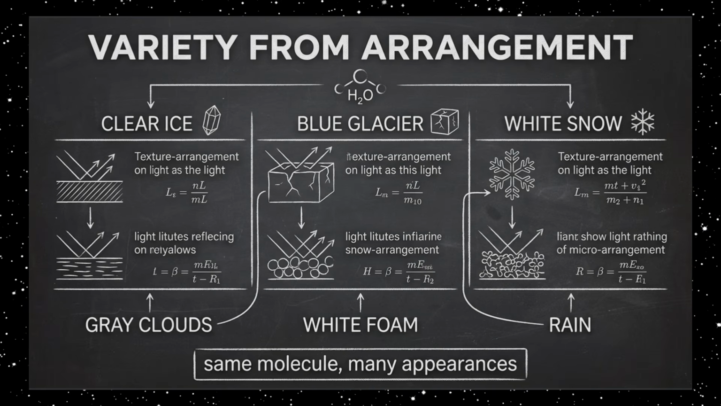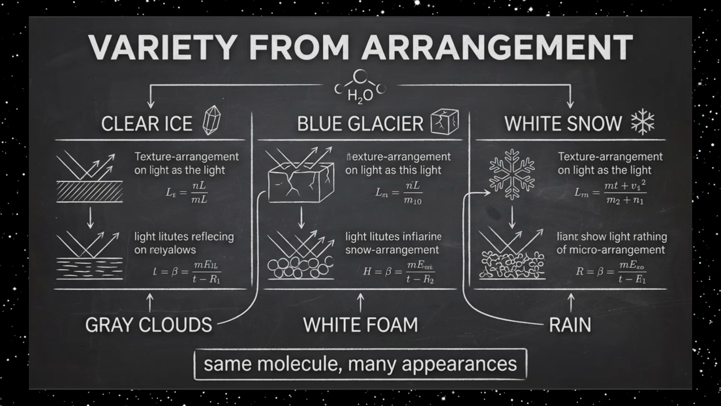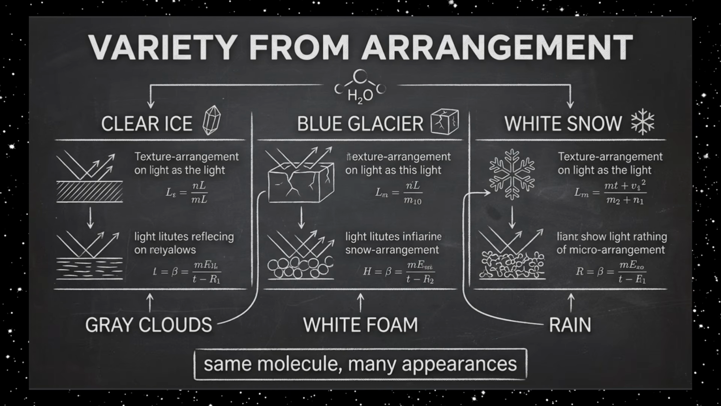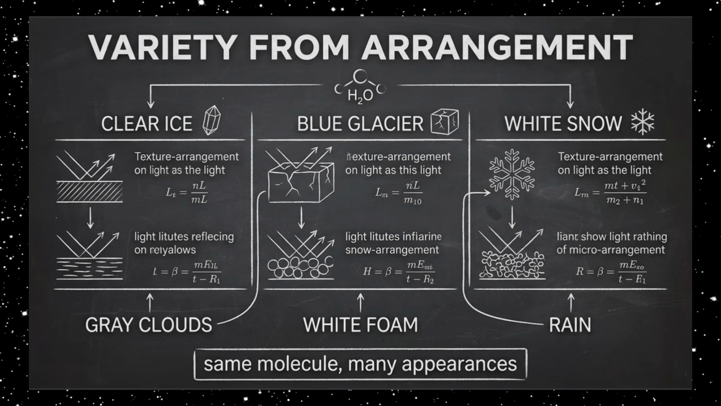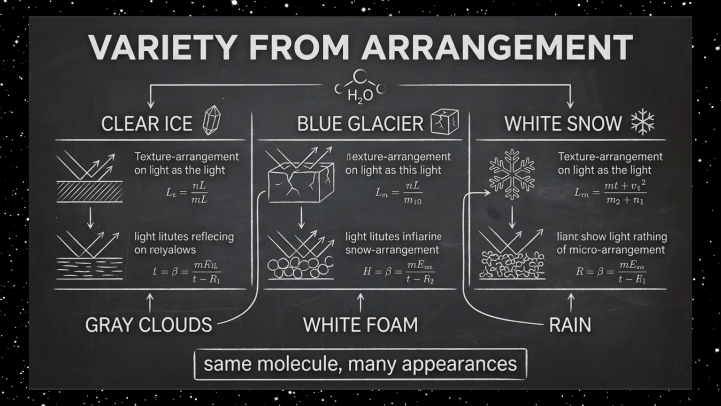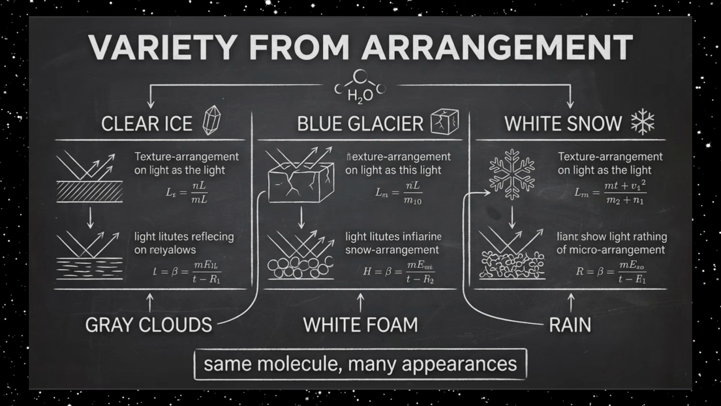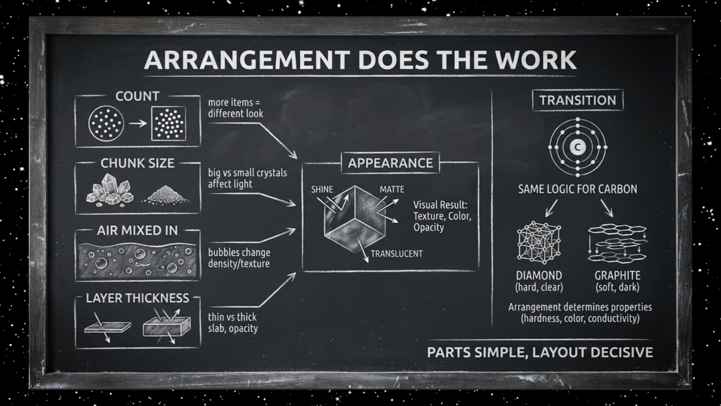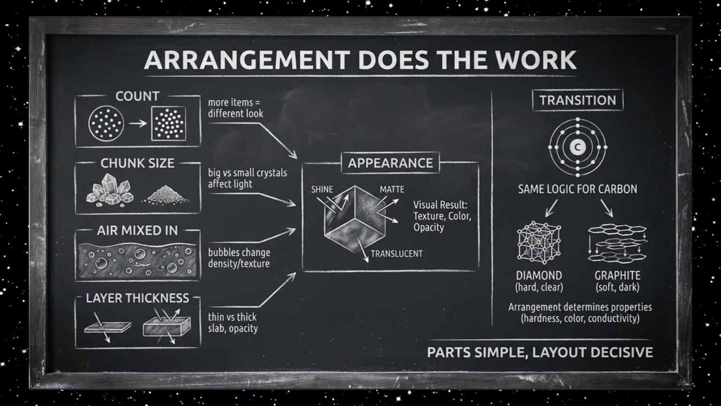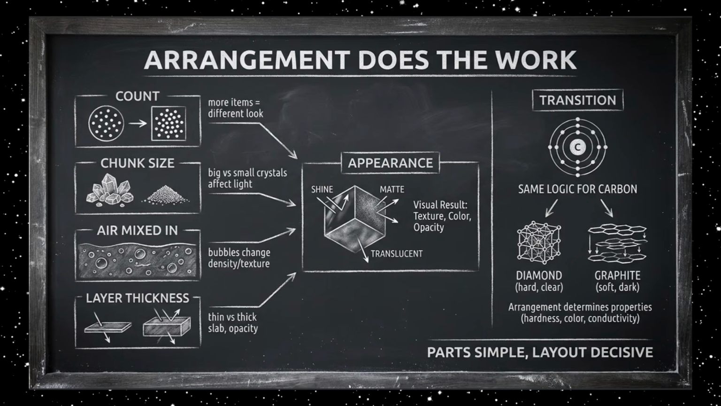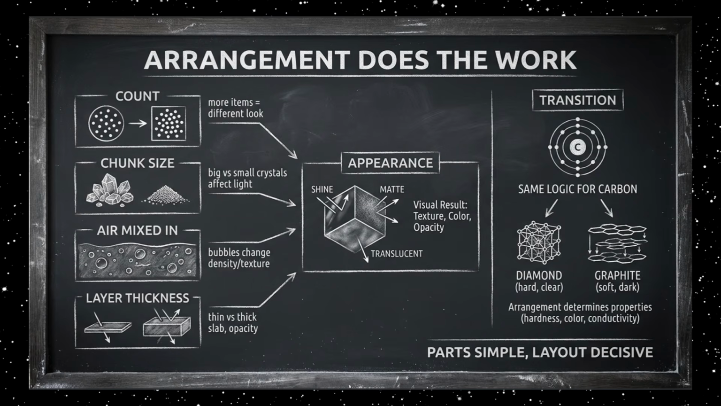But the world we see, the world of white snow and clear ice and blue glaciers and gray clouds and white foam and falling rain, that world is enormously varied. And all of that variation comes not from the molecule, but from how the molecules are stacked. How many of them, how big the chunks are, how much air is mixed in, how thick the layer is. The arrangement is doing all the work.